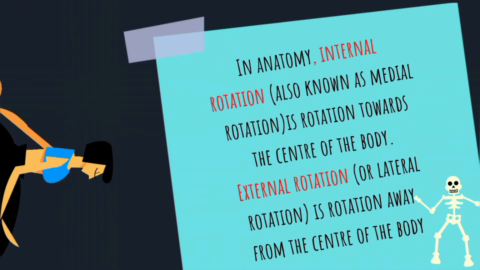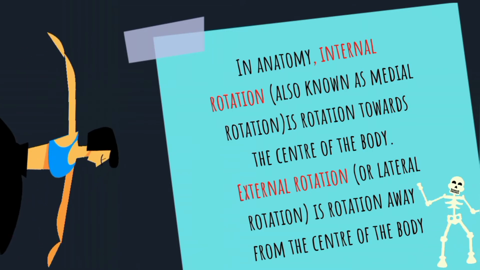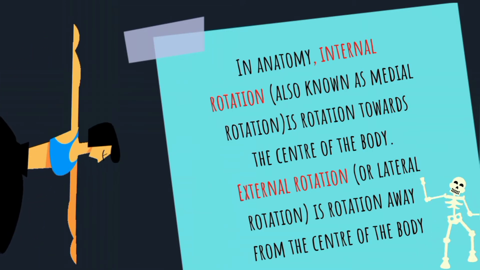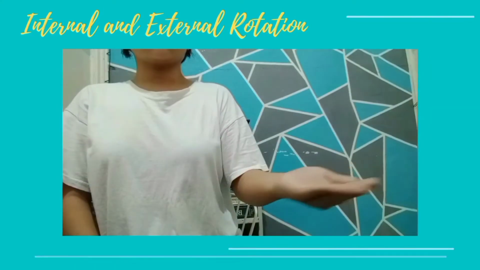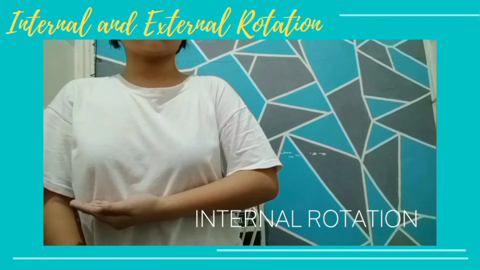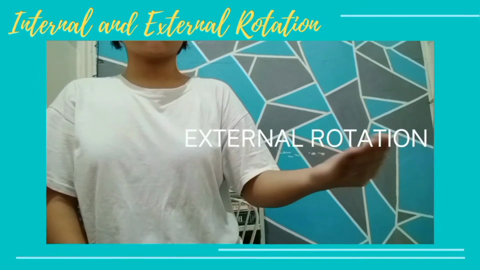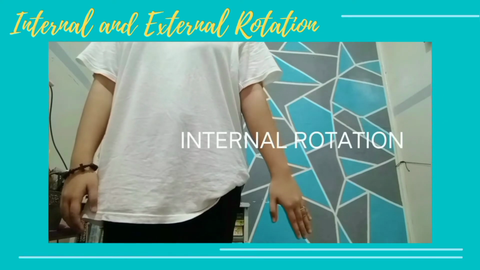Next are the rotations. Rotation is the turning of a structure around its long axis, such as the movement of the atlas around the axis when shaking the head no. Rotation of trunk, thigh, head, and arm. In anatomy, internal rotation, also known as medial rotation, is rotation towards the center of the body, while external rotation, or lateral rotation, is rotation away from the center of the body.